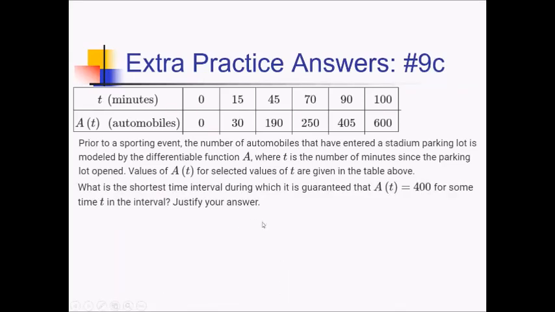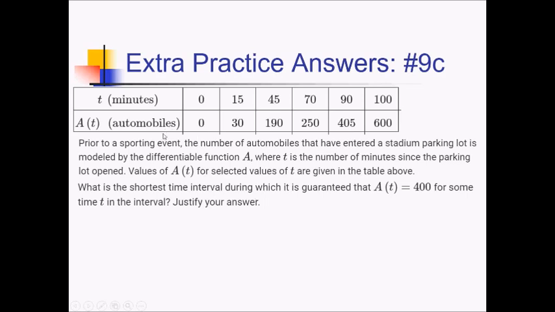For this part of the problem, we want to know the shortest time interval during which it is guaranteed that A of t equals 400 for some t in the interval. So that's the issue with these tables here, is there's not a whole lot of guarantees in terms of when you get what value, because we don't know what's going on in between these table entries. Pretty much anything could be happening. But they did give us a little bit of information.